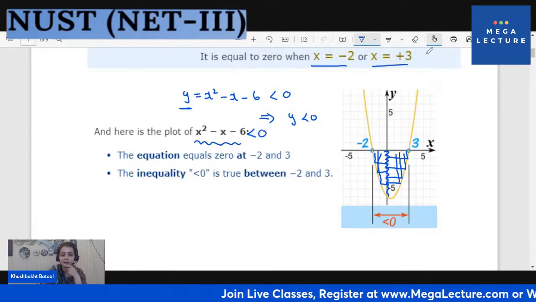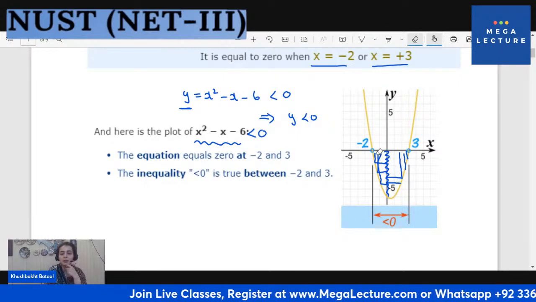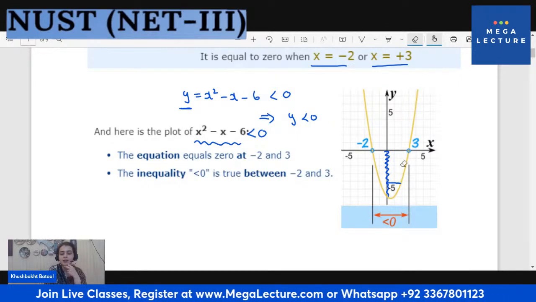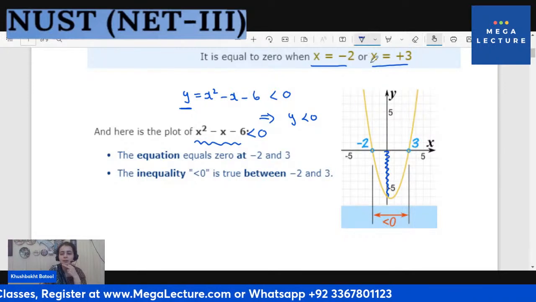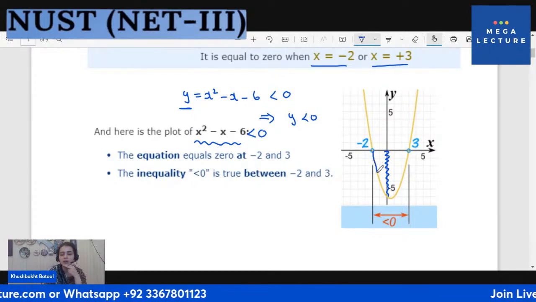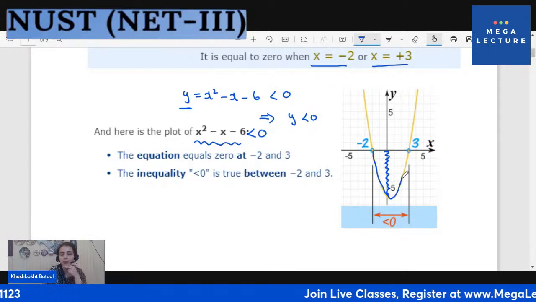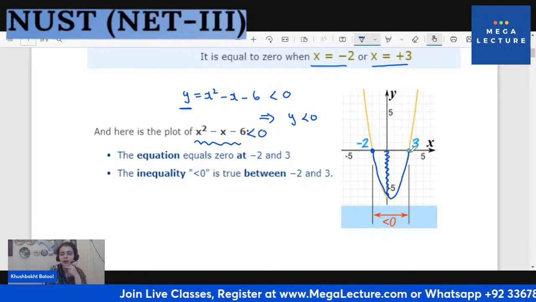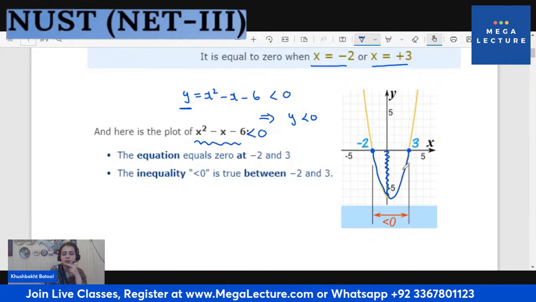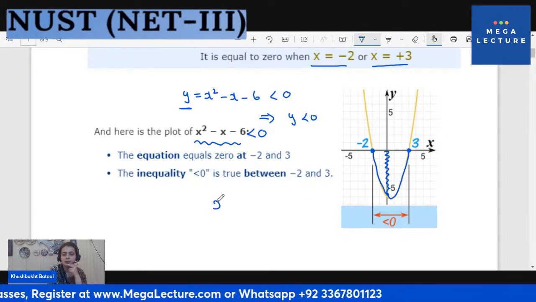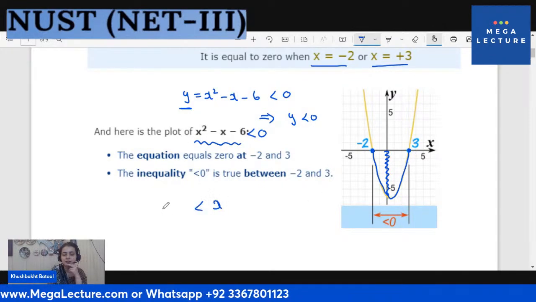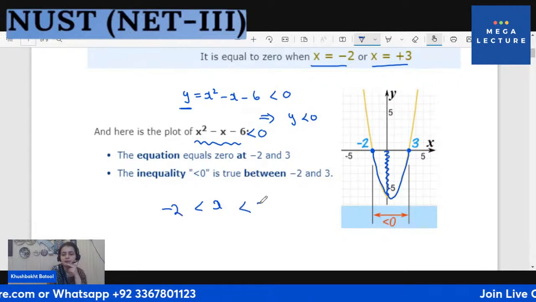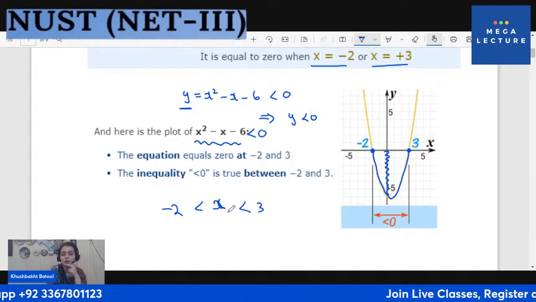So we can clearly see that whenever your y is less than 0, y would basically be negative. So we will be talking about all the values of x corresponding to these points. So the values of x are between minus 2 and 3. So the answer is going to be x is greater than minus 2 and it is less than 3. This is going to be your answer.